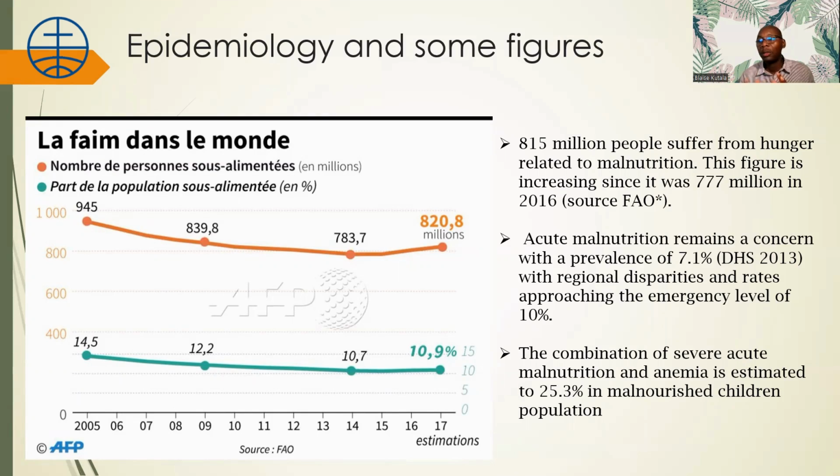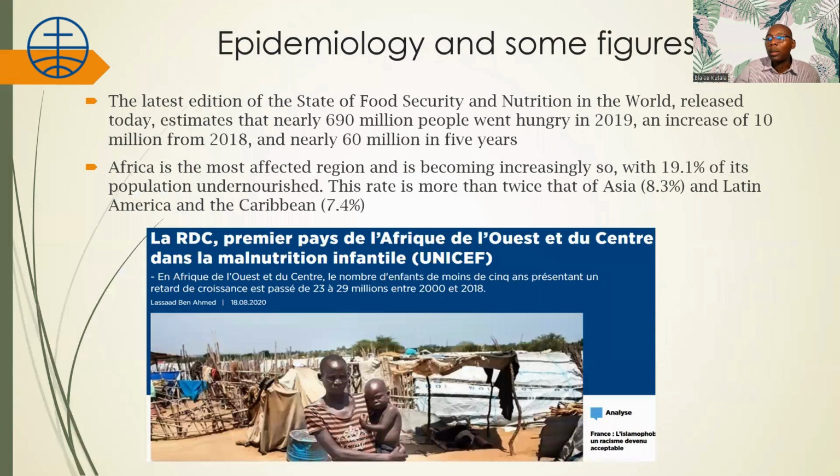The combination of severe acute malnutrition and anemia is estimated at 25% in the malnourished children population. So, as I explained in the previous slide, there is a gap with the epidemiology data.